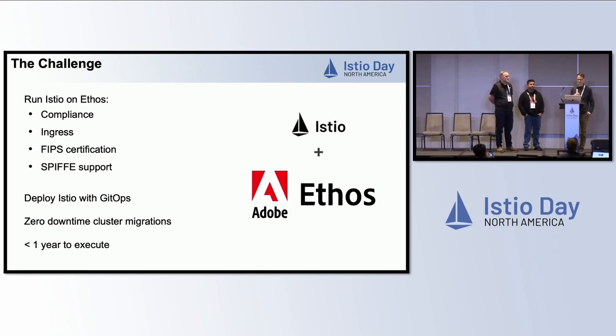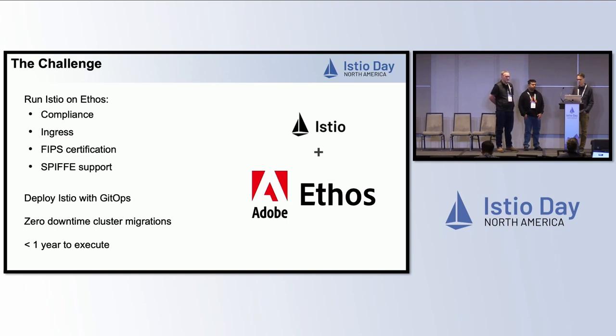And so our challenge coming into this was to show that we were successfully running Istio in our own environments with Kubernetes. We could bring it to the company-wide platform and show off all the benefits that we get out of that. The compliance, ingress, and because of the aforementioned FedRAMP, we also have FIPS and SPIFFE that are part of our requirements.